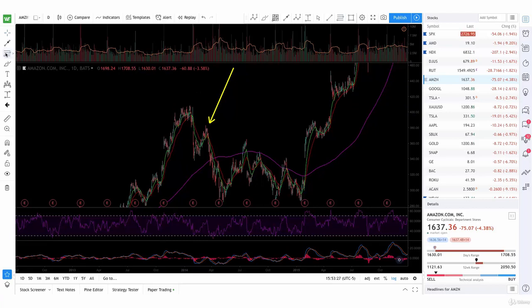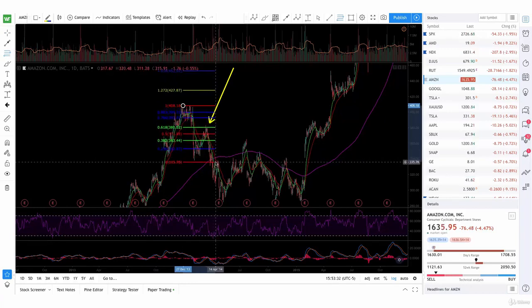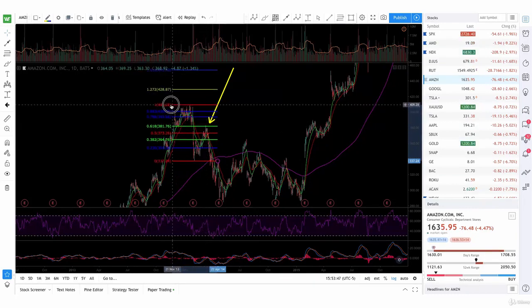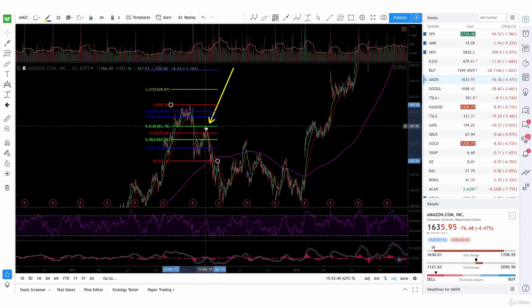A way that you can do it is that you can measure with the fib tool the top of the move, and then when you see the bottom, right when the price starts to go higher, if we don't go past the 0.618, we utilize this as a resistance point. We can be a little more confident that the price is going to stop there. It's going to continue to decline after that. So it could be a dead cat bounce.